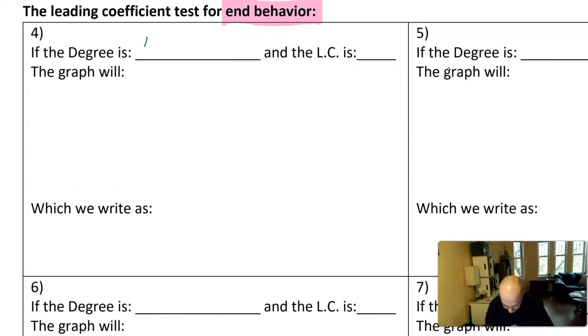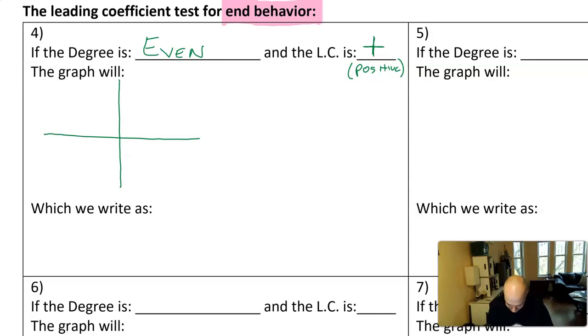And that's going to be if the degree is even and the leading coefficient is positive. So I'm going to write a plus, but I'm going to maybe make a note that that means positive. The graph will, and I'm just going to draw a picture or a sketch first, the graph will generally, as x goes up, so that's x, as x goes to the right, the graph will trend upwards. And as x goes to the left, the graph will also trend upwards.